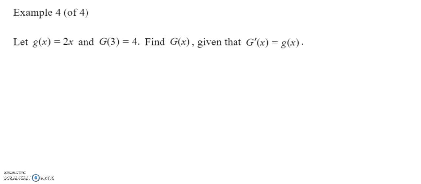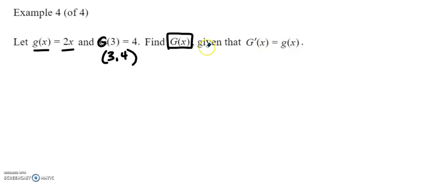Last one just gets a little tricky with our notation. So we have little g is equal to 2x, big G of 3 is 4. So I know that this is a coordinate point 3, 4. Find big G of x, knowing that G prime is equal to little g.